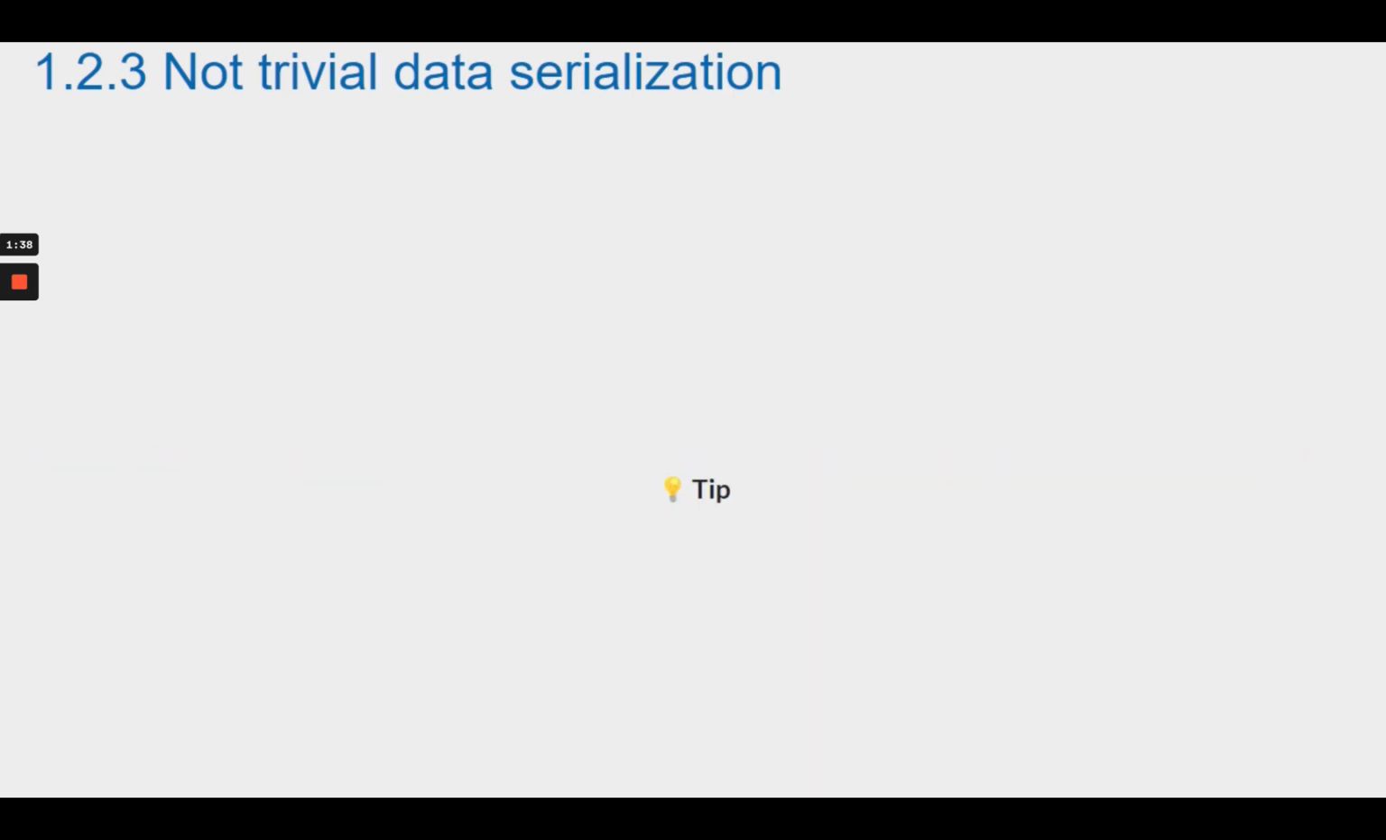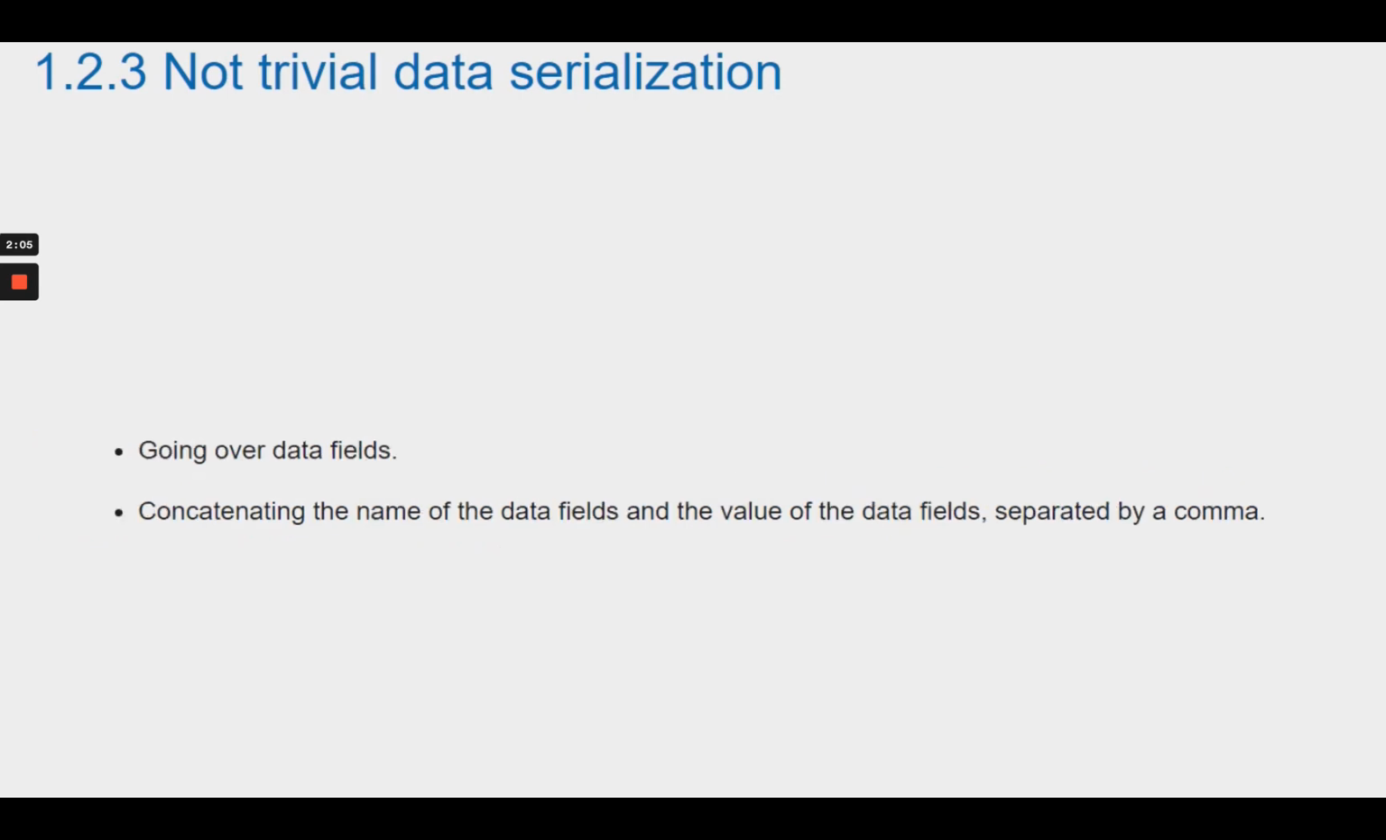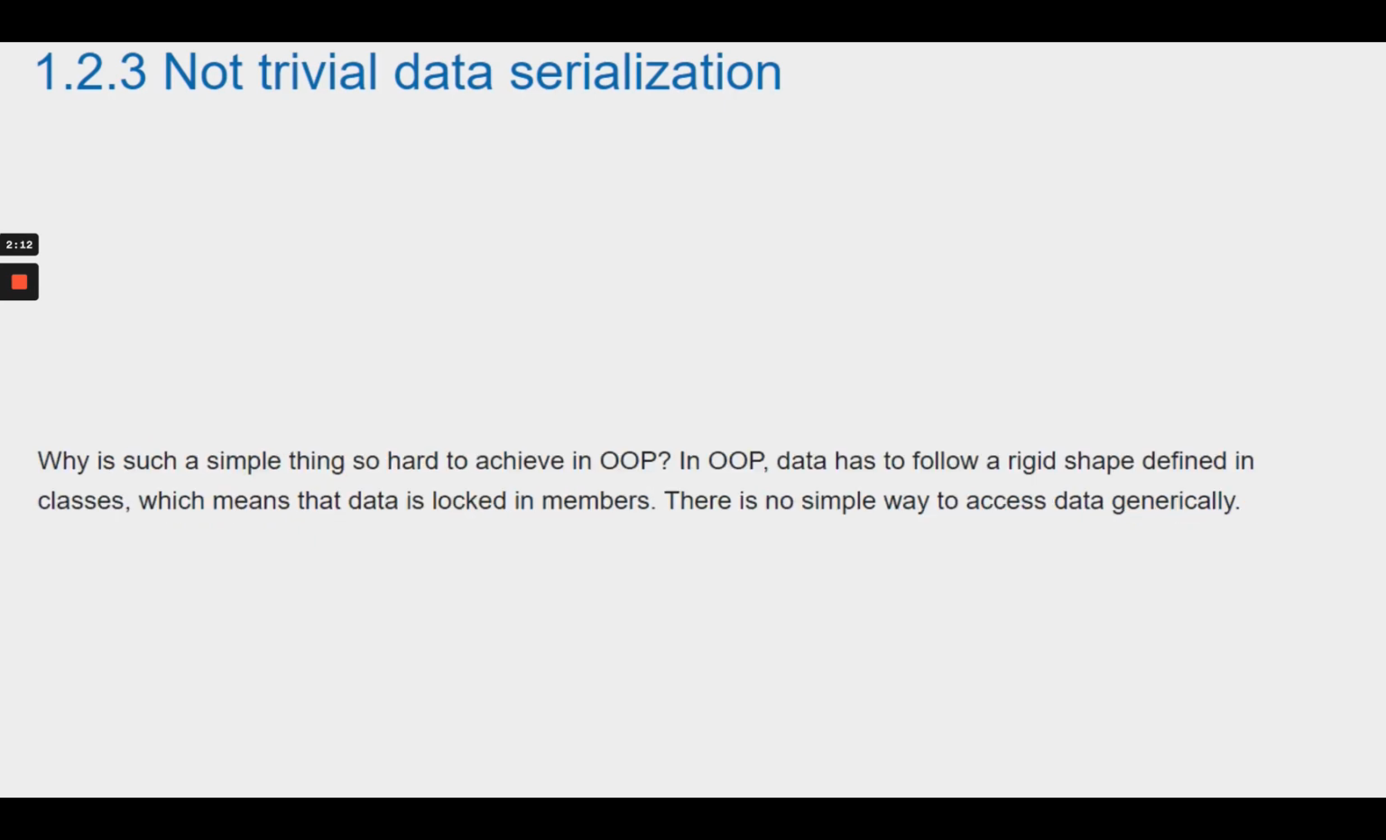Tip: in OOP, data serialization is difficult. It's quite frustrating that handling JSON serialization and deserialization in OOP requires the addition of so many classes and writing so much code, again and again. The frustration grows when you consider that serializing a search query, a book item query, or any query is quite similar. It comes down to going over data fields, concatenating the name of the data fields and the value of the data fields separated by a comma.